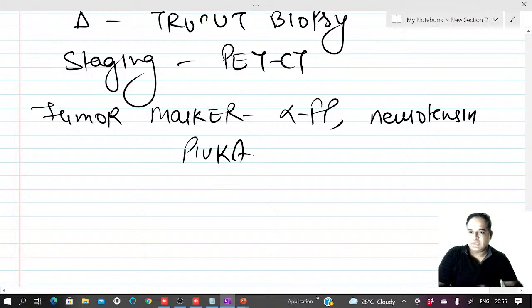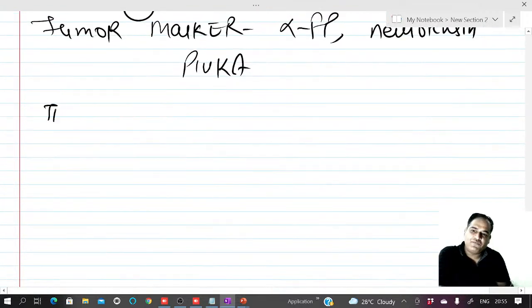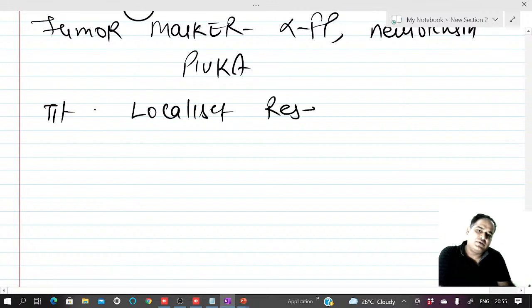Fine. Now, what is the treatment? If the cancer is localized, then we will just do the resection. Fine.